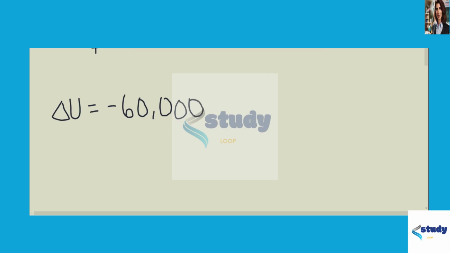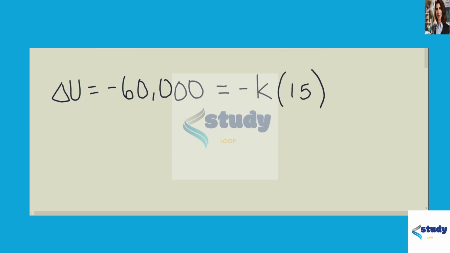So negative 60,000, and we're going to set that equal to negative k times the displacement. And if it's stretched out 100 feet and the uncompressed length is 85 feet, then that difference is 15 feet. So that's our x, that's the displacement. Okay, so we just divide by negative 15, and our k comes out to be 4,000 pounds per foot.